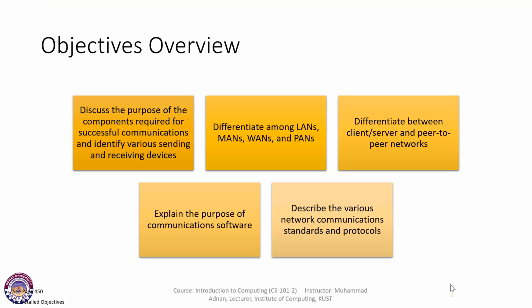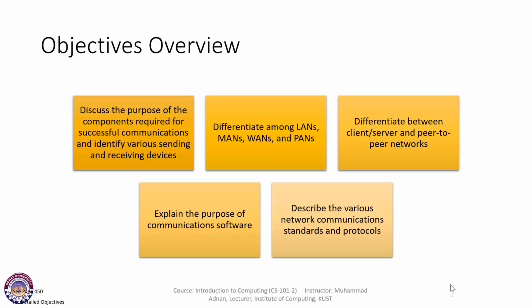So with that, let us see the objectives overview. Today, inshallah, we are going to discuss the purpose of the components required for successful communication and identify various sending and receiving devices. So we are going to see what the sending device and the receiving device are, how they work, how they communicate, and what the intermediate components are that make communication successful. We are going to differentiate among LANs, MANs, WANs, and PANs. And then we are going to see the difference between client-server and peer-to-peer networks.